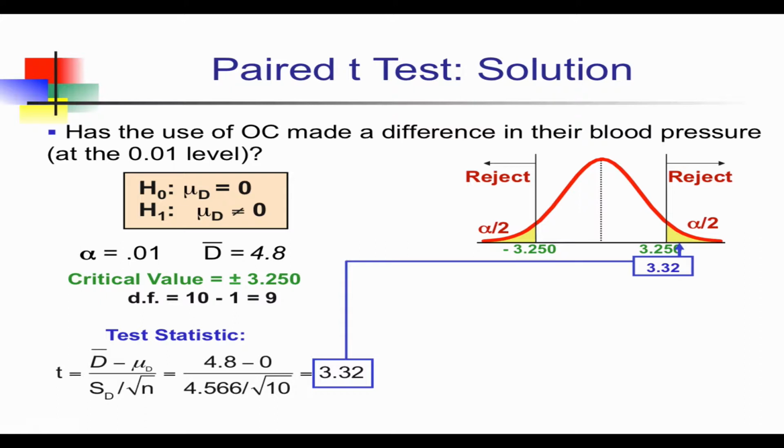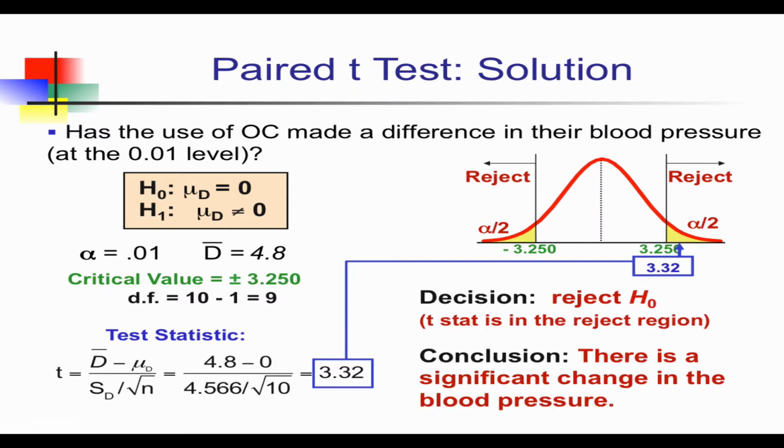So what do we have here? The t statistic, if we plug in that formula, we got mean, which is 4.8, subtract 0 over 4.56 over square root of 10. So in that case, we got 3.32. So if you map the 3.32 in this graph, you got 3.32 is right here. So what does that mean? That means the t is in the rejection region. So your conclusion is we reject the null hypothesis. And the scientific conclusion is there is a significant change in blood pressure that's caused by OC usage.